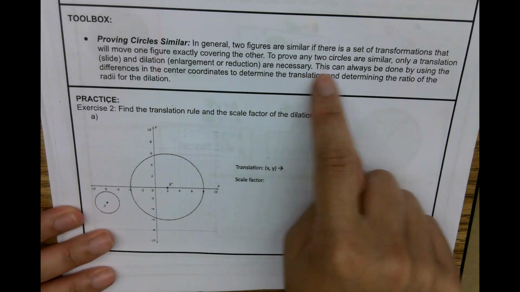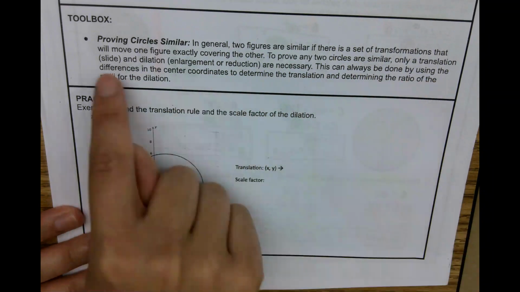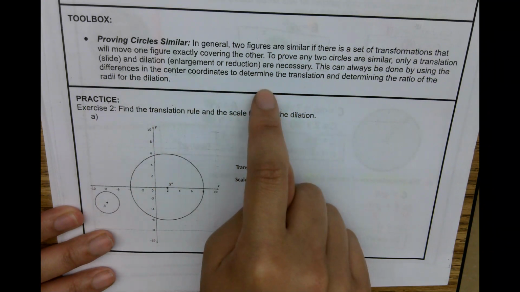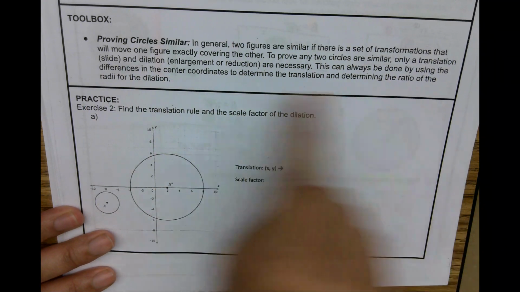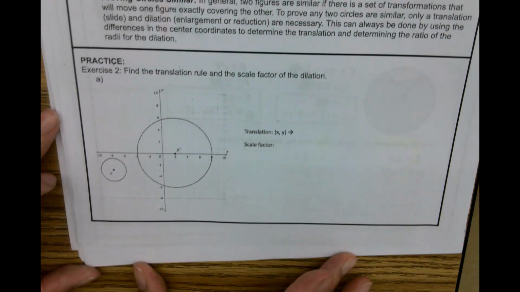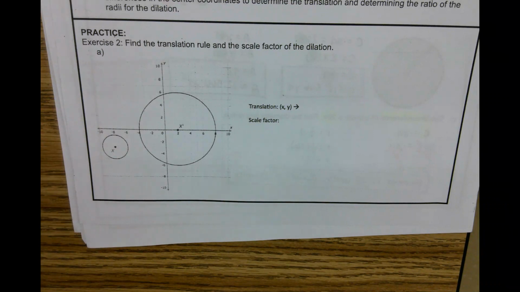Okay. This can always be done by using the differences in the center coordinates to determine the translation and to determine the ratio of the radii for the dilation. Okay, so this is what we're going to do. Here we're going to find the translation rule and the scale factor of the dilation.